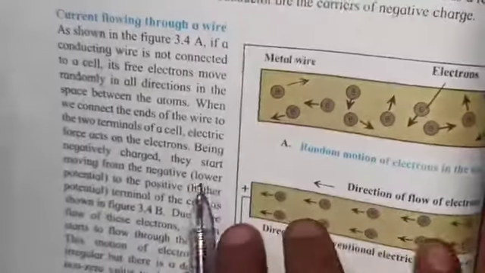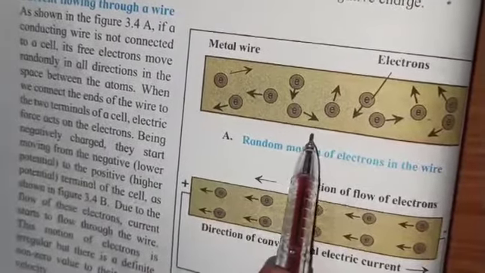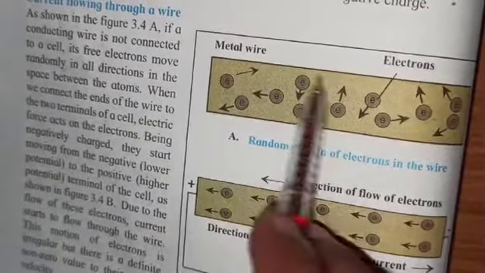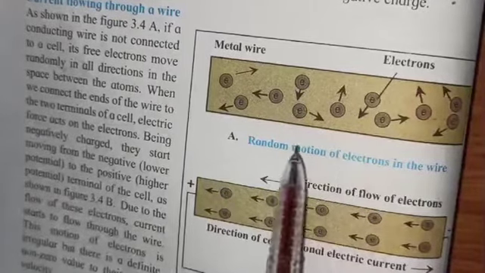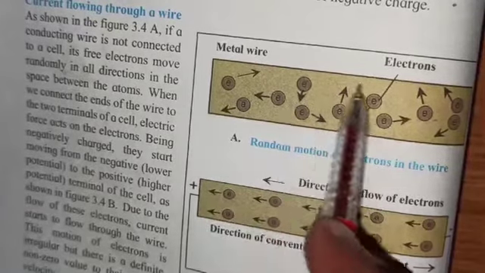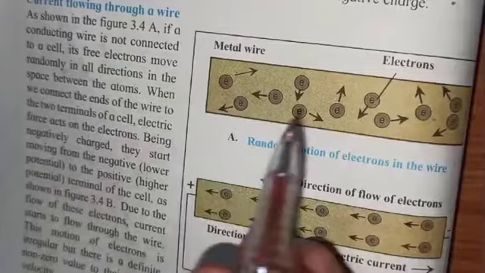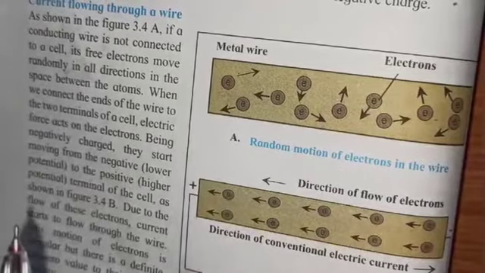Now we will see current flowing through a wire. You can see in the picture the free electrons are moving here and there. They are moving randomly, jumping from one side to another, one place to another. So this is the random motion of electrons. They don't stop, they keep jumping.